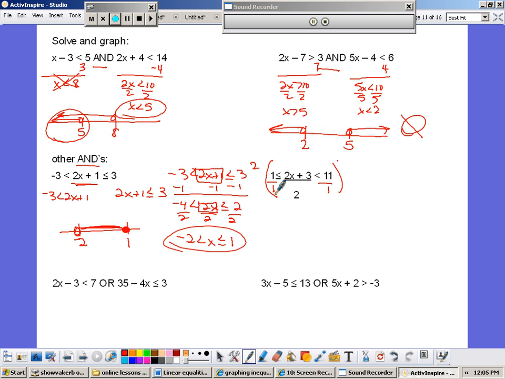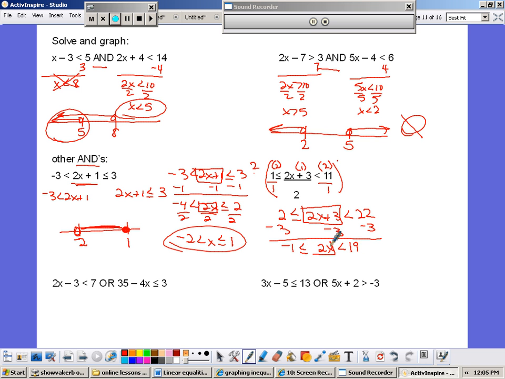1 goes into 2 2 times. 2 goes into 2 1 time. 1 goes into 2 2 times. So 2 is less than or equal to 2x plus 3, which is less than 22. Look at the center. First thing I'm going to move is the 3. I'm going to subtract 3 from all sides. Negative 1 is less than or equal to 2x, which is less than 19.